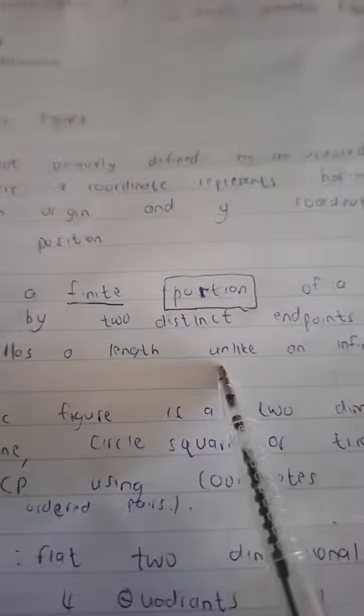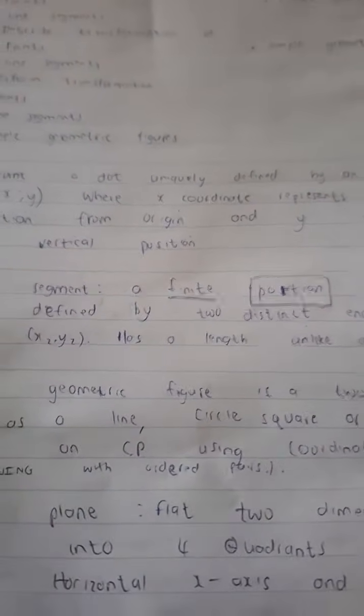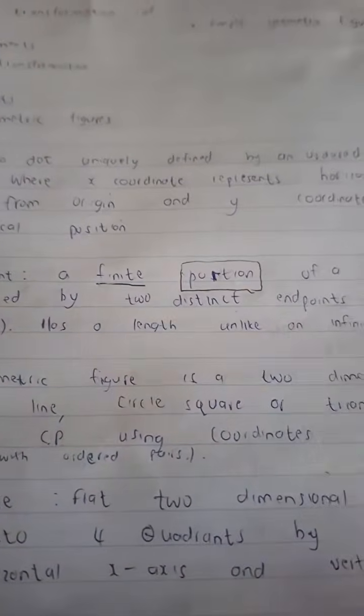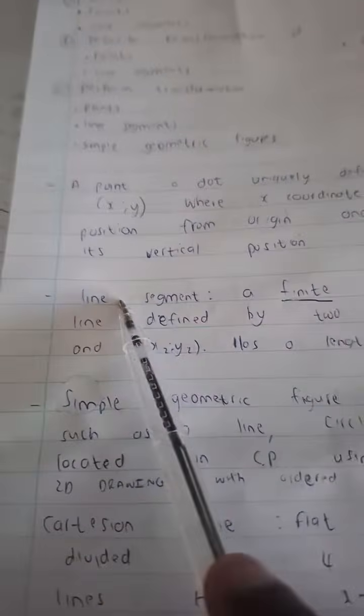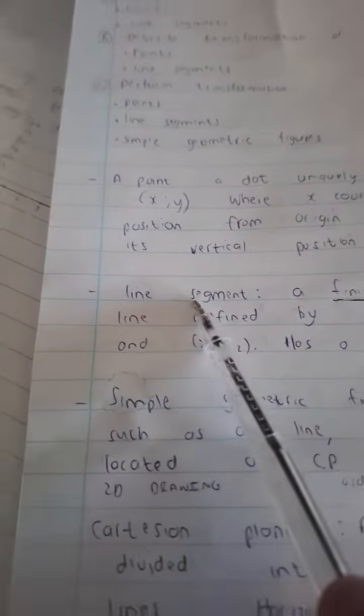It has a length, unlike an infinite line. So we can actually calculate the length of a line segment, because it has a beginning point and an end point. That means it has a length that we can measure. That is what a line segment is. So we've defined what a point is and what a line segment is. Hopefully we understand what those two things are.